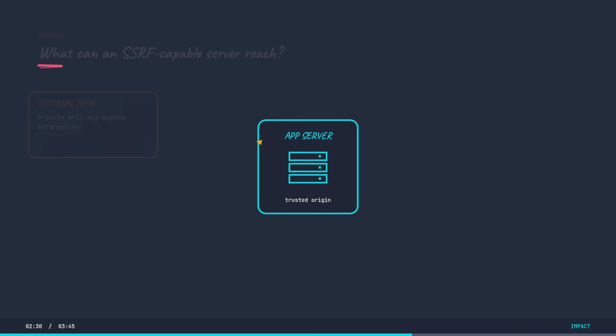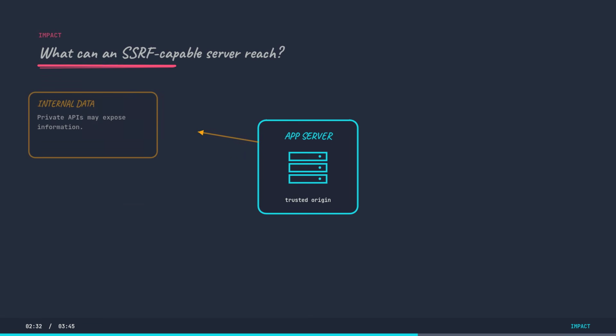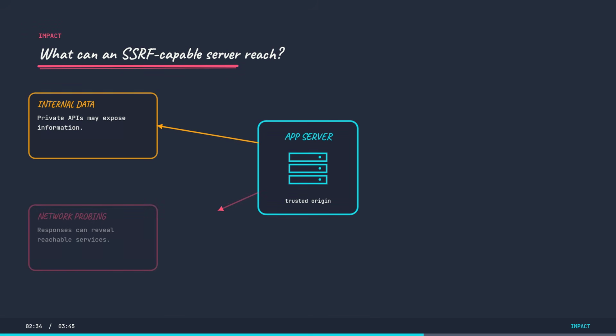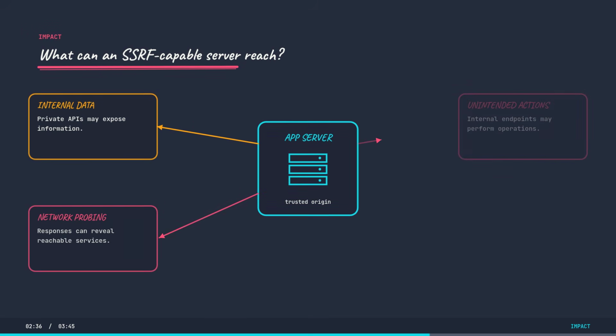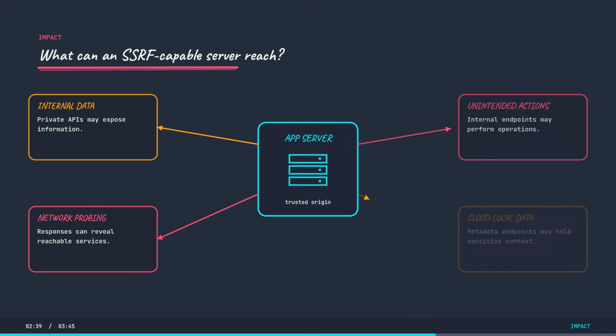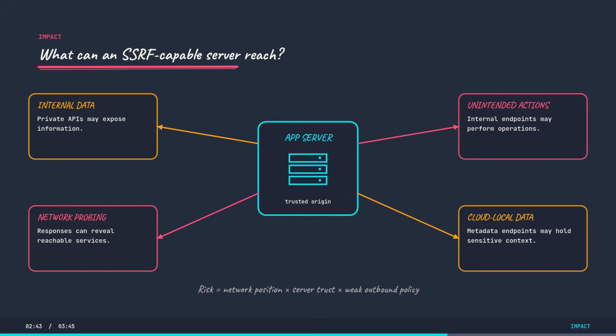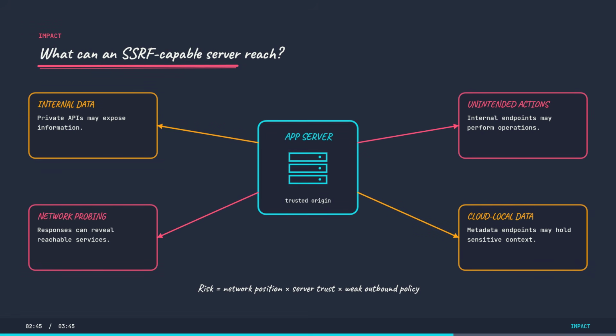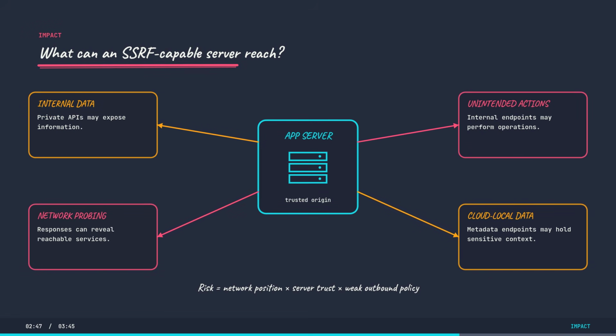Potential impact depends on what the server can reach and what the response reveals. SSRF can expose internal service data, probe internal network paths, trigger unintended actions, or reach cloud local metadata. The serious risk is the combination of server trust, network position, and insufficient outbound controls.